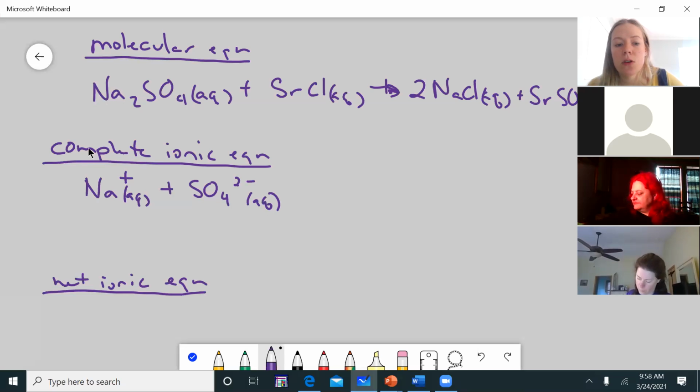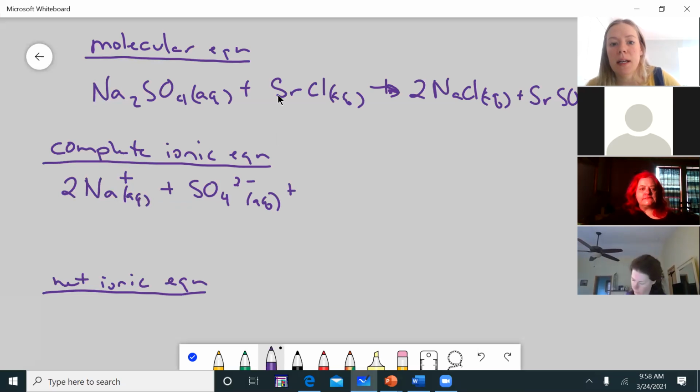Now, how many sodiums do I have? I have 2 sodiums, so I'm going to put a 2 in front. I'm not going to put the 2 down here in the corner because is sodium a diatomic molecule? No, and it's not a diatomic molecule as an ion anyway. So we pull the 2 out into the front, saying 2 sodium ions, 1 sulfate ion.